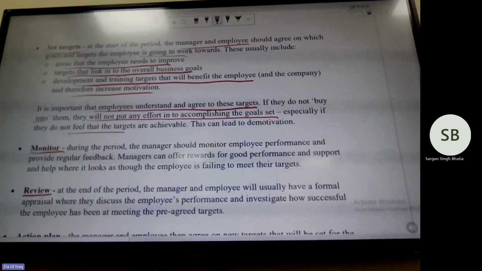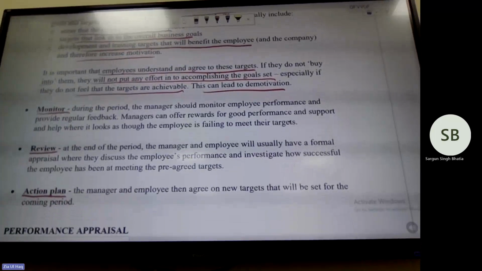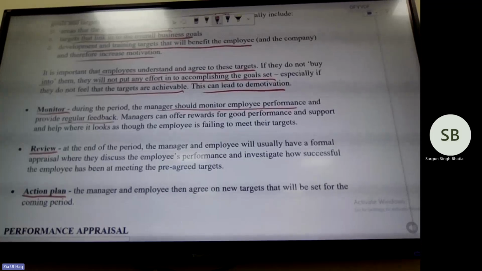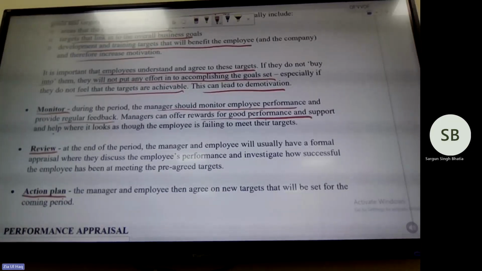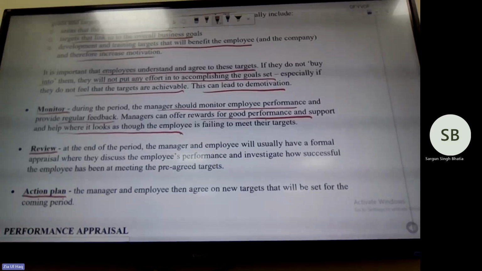Especially if they don't feel that targets are achievable, this can lead to demotivation, even resulting in employee staff turnover as well. So after setting the targets, if the employee is working, you have to monitor whether he is working as per plan or not. During the period, the manager should monitor the employee's performance and provide regular feedback if he is not working properly. If he is working properly, provide him positive feedback, so it will create more motivation. So managers can offer rewards for good performance and support and help where it looks as though the employee is failing to meet their goals.